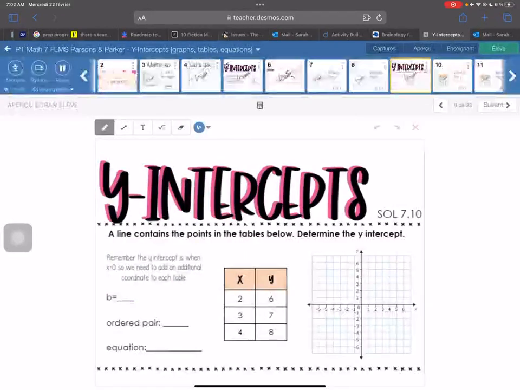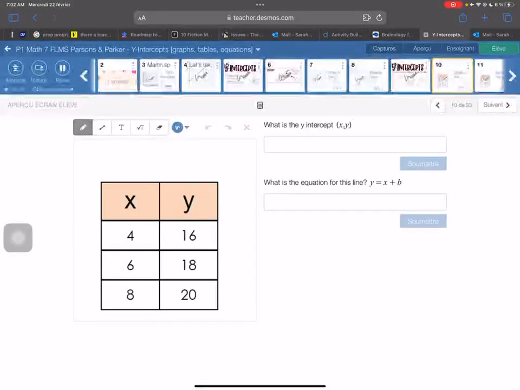Let's try an example with a table. You guys did these examples, the notes, the other day. You can have a copy from somebody next to you if you need to copy it down.